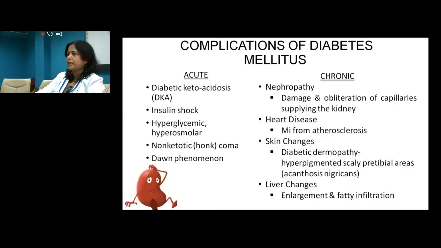Now the complications of diabetes mellitus. There are 2 types of complication. In the acute phase, there is diabetic ketoacidosis, insulin shock, hyperglycemia, or you can say non-ketotic coma, or dawn phenomenon. In a chronic scenario, there is nephropathy, that means damage and obliteration of capillaries supplying the kidney. Next is heart disease, that is myocardial infarction from atherosclerosis, and another is skin changes, that is diabetic dermopathy, and the last one is liver changes, that means enlargement and fatty infiltration.